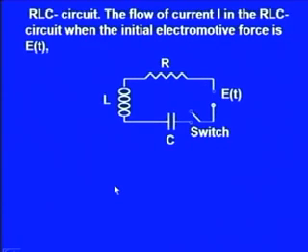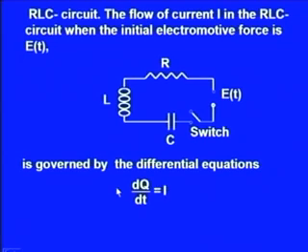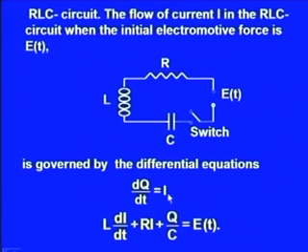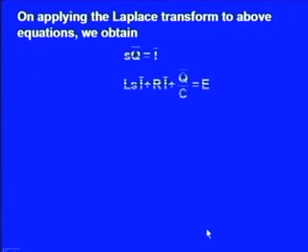Now, let us take one more example on this RLC circuit. The flow of current I in the RLC circuit when the electromotive force is E t is governed by the differential equations dq by dt equal to I and L dI by dt plus R I plus q by c equal to E t, and when we take the Laplace transforms of the above equations, we get s q bar equal to I bar, and L s I bar plus R I bar plus q bar by c equal to E bar. So, here we are studying a general case where E t denotes the voltage of the electromotive source.